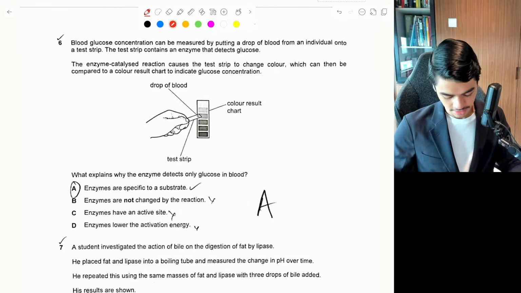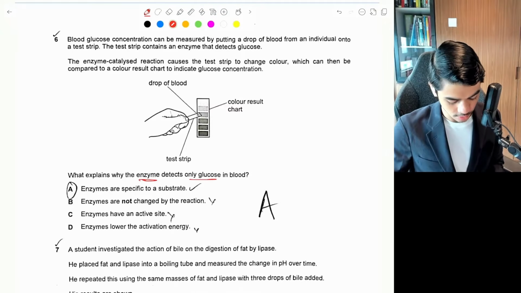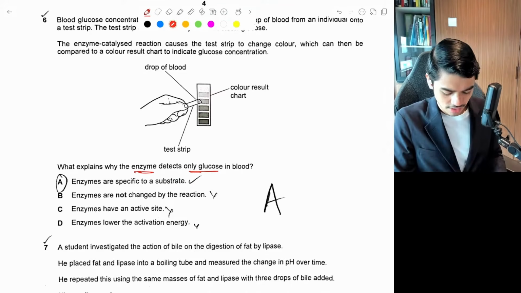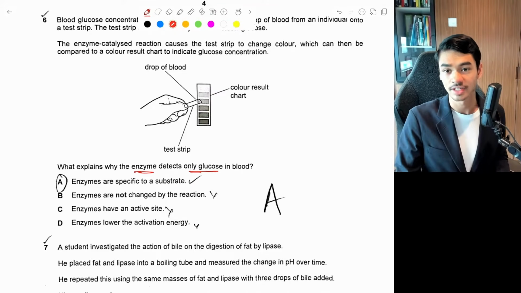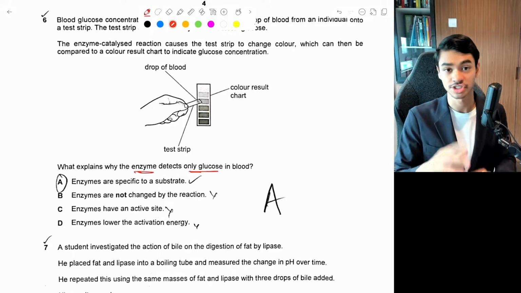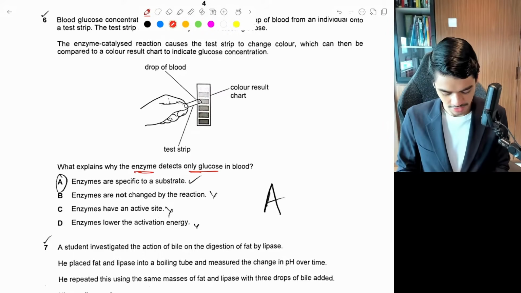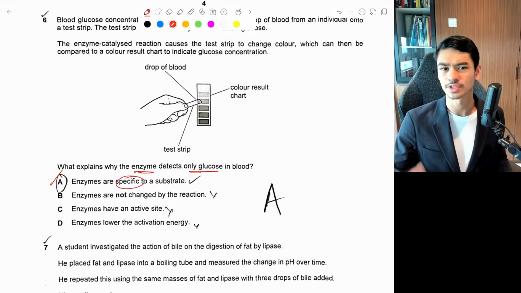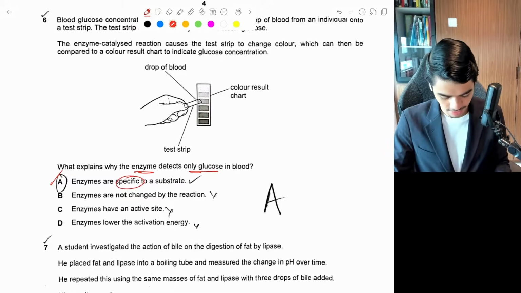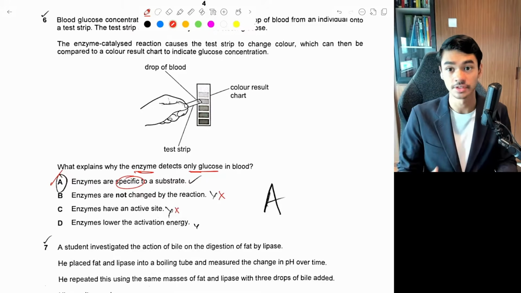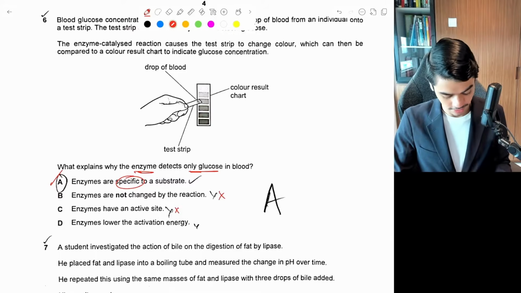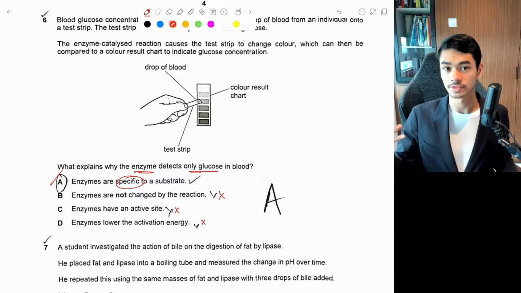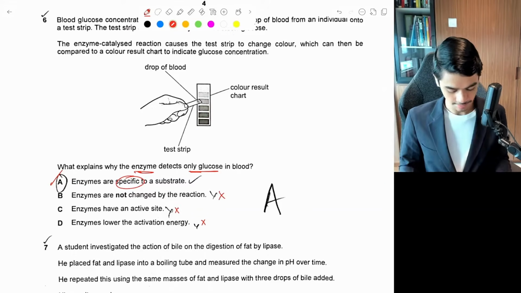Question 6 asks us, why is it that this enzyme will only detect glucose in the blood? Why will it not detect some other random molecules like amino acids, fats? The answer would be the specificity. Enzymes' active sites are specific to one shape only, which is the shape of glucose. A is the best answer because it's that same concept of being specific. Now, enzymes are not changed by the reaction, but so what? It doesn't explain why it would be specific. And then having an active site. Again, what about the active site is special? You have to say they're specific to the substrate. Lowering the activation energy just tells us why you don't need to add extra energy or heat, and it's still able to catalyze the reaction. So it's explaining the wrong thing. That's why the answer is A.